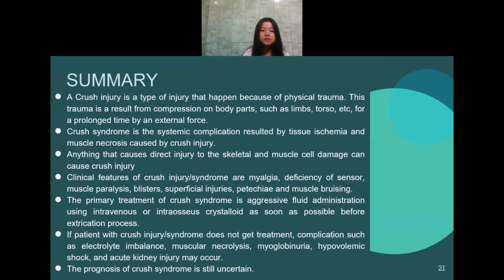The primary treatment of crush syndrome is aggressive fluid administration using IV or intraosseous crystalloid as soon as possible before the extrication process. If a patient with crush injury or syndrome doesn't get treatment, complications such as electrolyte imbalance, muscular necrosis, myoglobinuria, hypovolemic shock, and acute kidney injury may occur. The prognosis of crush syndrome is still uncertain.